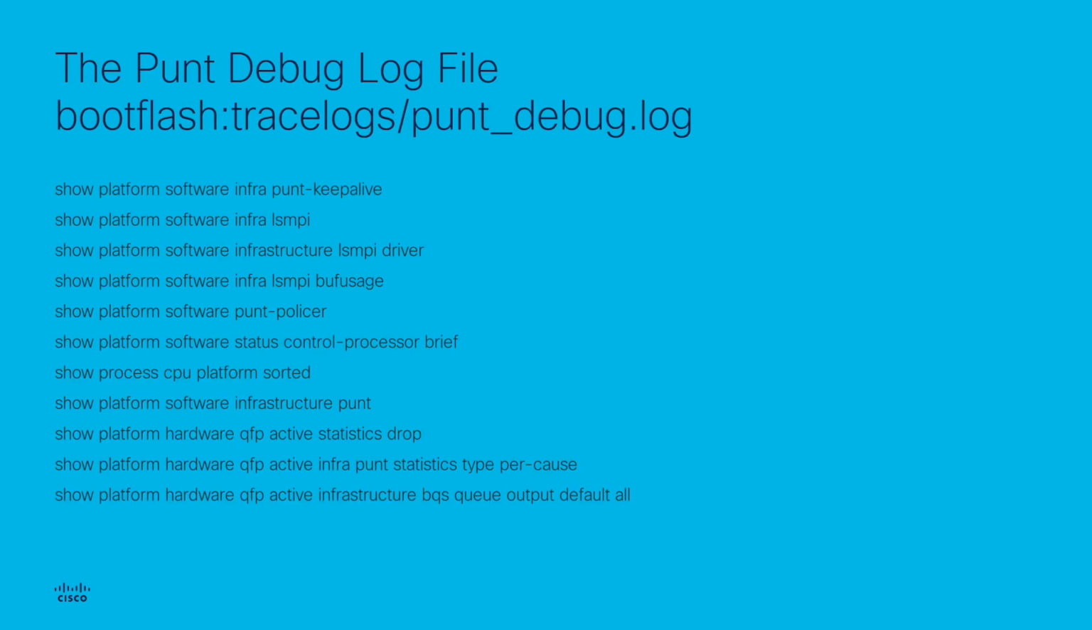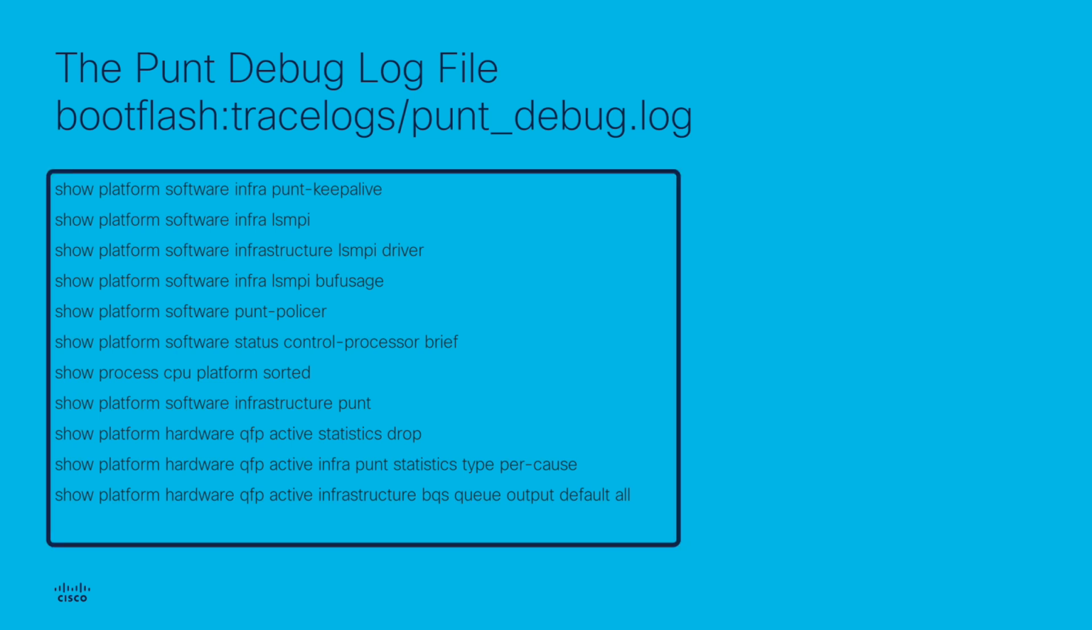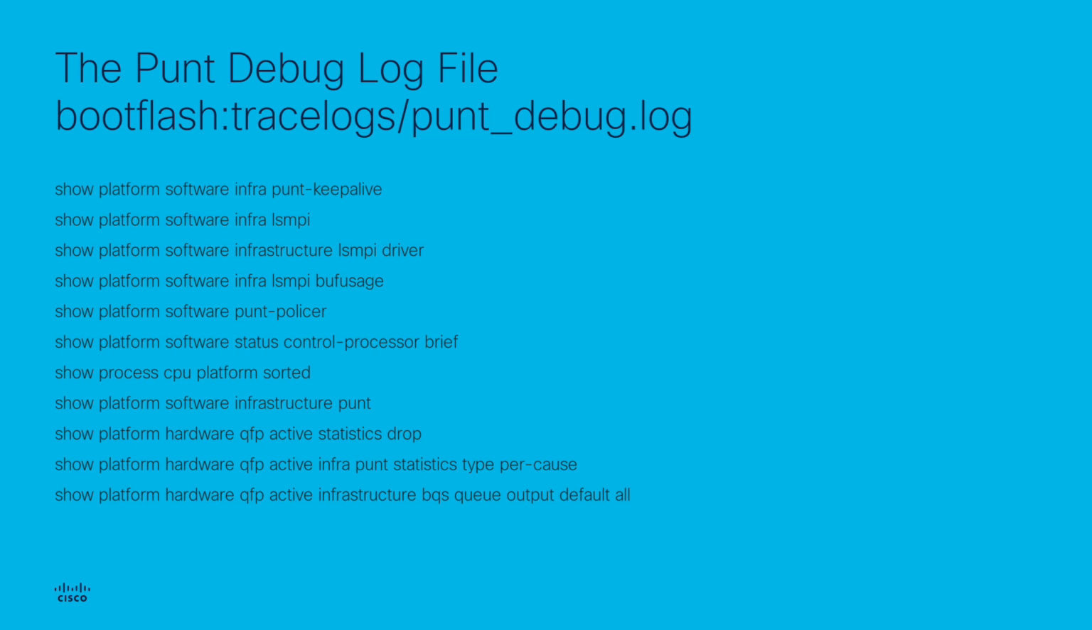In the event of Punt keepalive failures and resets due to it, the system creates a file called punt debug log, which collects relevant data to understand the behavior at issue time. Ensure that the system is up to date with the latest Cisco IOS XE software release for the punt debug log file to be generated. This file contains these commands executed multiple times in order to understand different counters. Note that within the punt debug log, you focus on error indicators and large quantity of packets that can cause the issue.